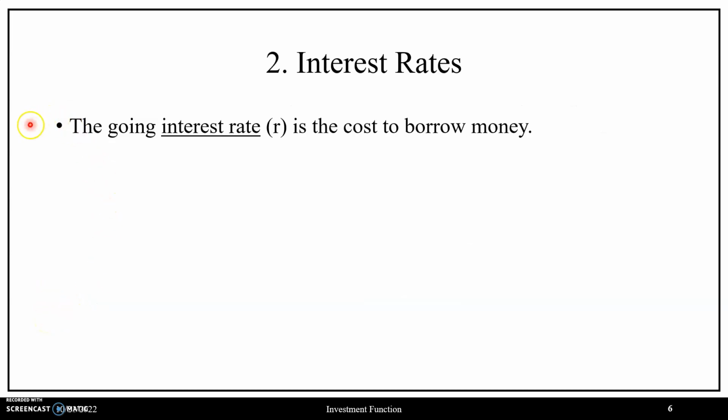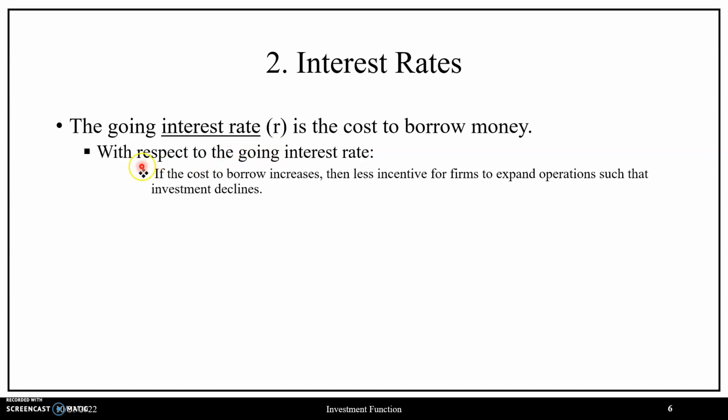Now, with respect to interest-dependent investment, we mentioned that this would be related to the expansion of operations, where the expansion of operations would be dependent on the cost to borrow money, where the cost to borrow money will define the interest rate, which we will represent with lowercase r. And in terms of the going interest rate, should the cost to borrow increase, then that means there will be less incentive for firms to expand their operations, such that we would expect interest-dependent investment to decline, which means that we would expect investment to decline as a result.